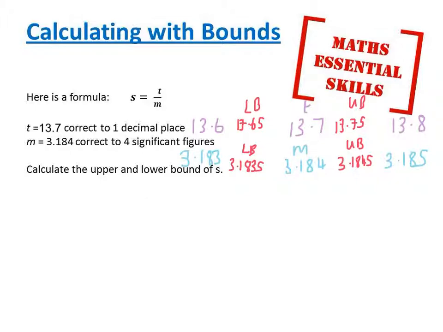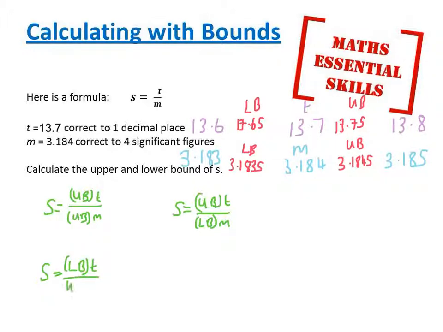I've now got my lower and upper bound for m and t, and I'm going to use these to work out what s could be. So s could be t divided by m, and we could do that by working out the upper bound of t divided by the upper bound of m. But s could also be the upper bound of t divided by the lower bound of m. It could also be the lower bound of t divided by the upper bound of m. Or finally, s could be the lower bound of t divided by the lower bound of m. They're the four options I need to consider.